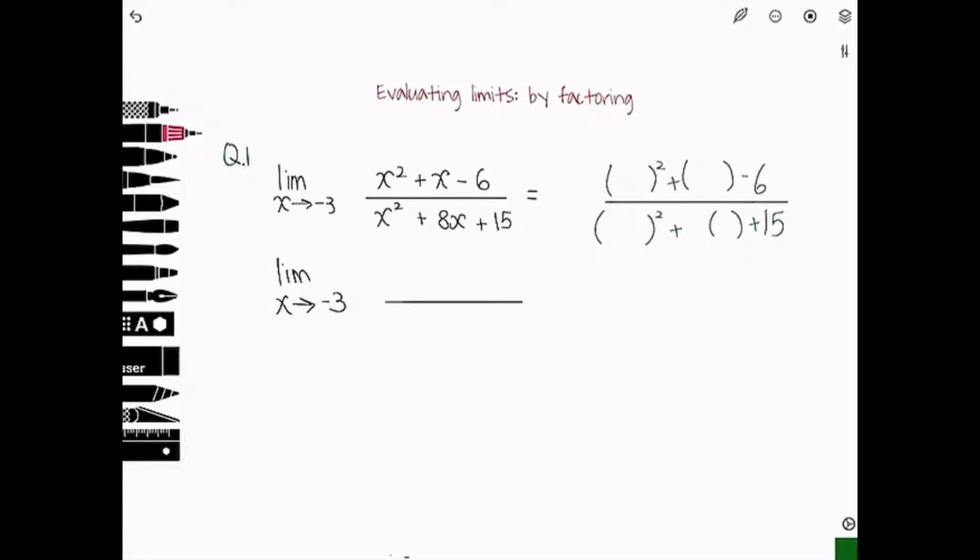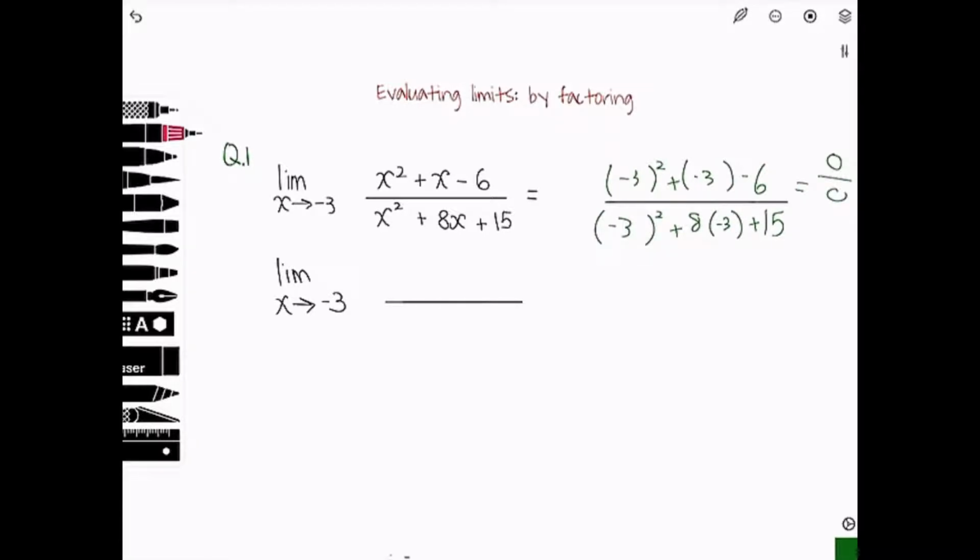So the first question is, limit as x approaches -3 of x squared plus x minus 6 over x squared plus 8x plus 15. We said that the first step is to direct substitute. To direct substitute, you just replace x by the value you've been given, which is -3. So instead of x squared, it will be -3 squared plus -3 minus 6, and again -3 squared plus 8 times -3 plus 15. If you put this in the calculator, you will get 0 over 0.